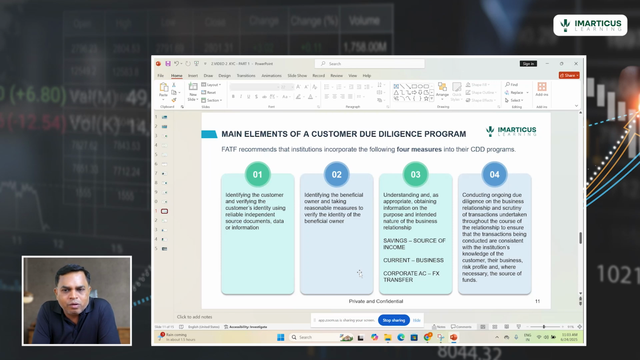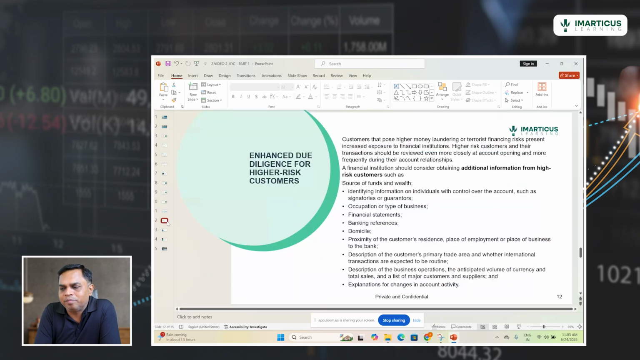The fourth element is that the due diligence is done on an ongoing basis. It is not a one-time activity. The due diligence will be continued until the client maintains this relationship. So these are the four elements of due diligence.